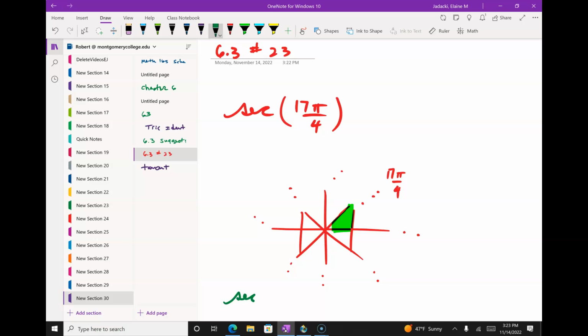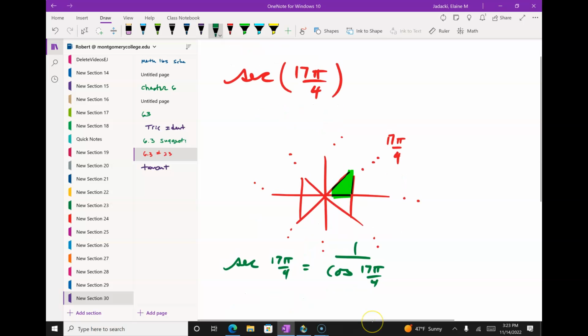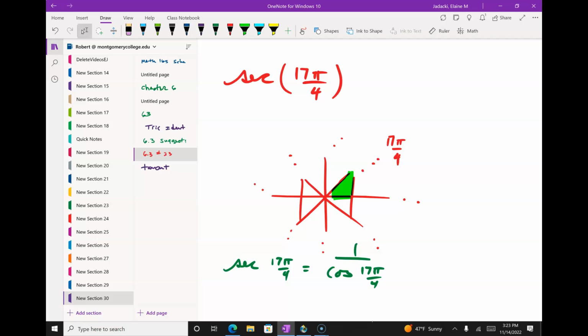So secant of 17 pi over 4 is 1 over cosine of 17 pi over 4. I don't think in terms of secants, I think in terms of cosines. So if I give you a secant, you want to think of the reciprocal cosine. And cosine is positive, so this is the same as 1 over cos of pi over 4.